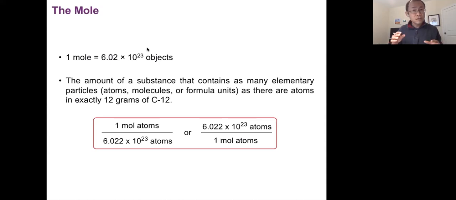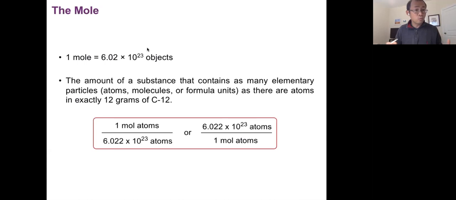Another way of helping you understand the concept of mole is to think about a number you use in your daily life, a dozen. Everybody knows what a dozen is. A dozen is 12. But if somebody asks you what unit a dozen is, a dozen is the same as a mole, a unit of number. The difference is a dozen is only 12. A mole is 6.02 times 10 to the 23rd.